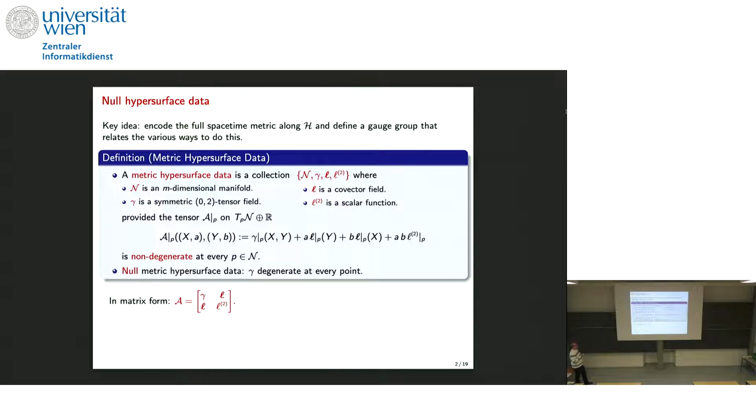This is going to be a symmetric 0-2 tensor, so a quadratic form. And the way you pair them is the vectors y and a, you pair them with gamma, the vector y and the number a you pair with ℓ, and then symmetrize. And then a and b, you pair with ℓ². So it's just a way of putting together all these three objects into one symmetric 0-2 tensor field on a manifold one dimension higher. And what we ask for this collection to be metric hypersurface data is that this symmetric 0-2 tensor is non-degenerate at every point.